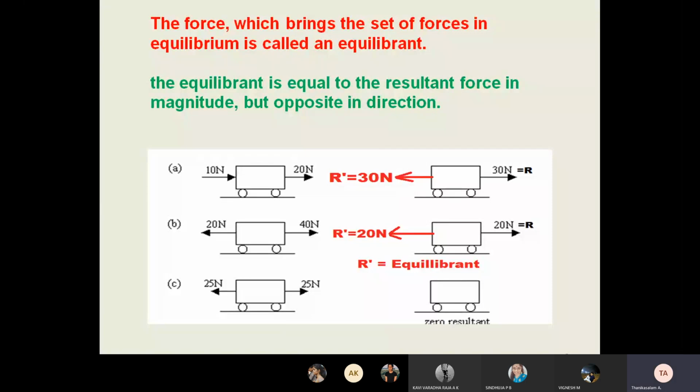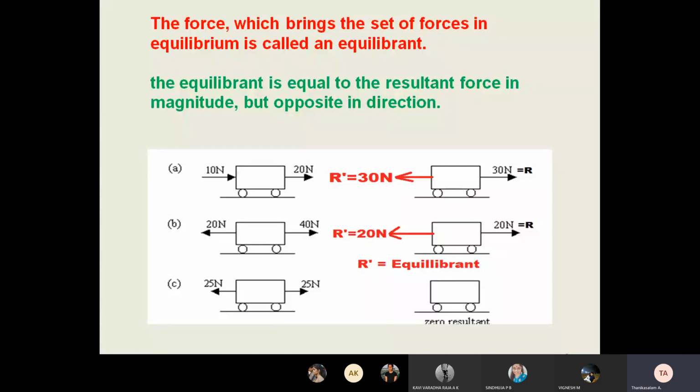Azaj, do you understand, Azaj? Yes, sir. Okay. Resultant must be 0, then only we can say the body is in equilibrium. In this first picture, the resultant force is 30, but there is no equilibrium. So what should I do? I am applying the same amount of resultant on the left side, R dash. That R dash is called the equilibrant. Very important 2 mark question: the equilibrant is equal to the resultant force in magnitude but opposite in direction.